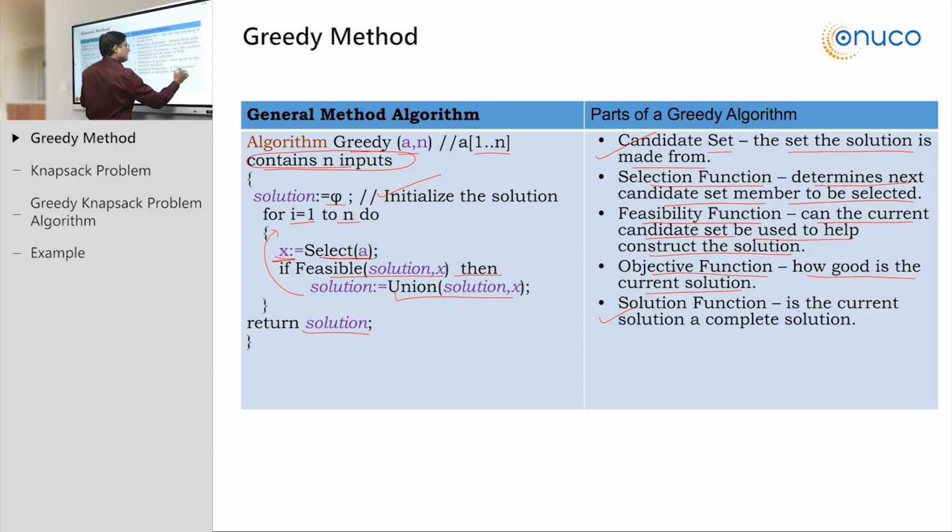The solution function tells whether the current solution is a complete solution. That is the solution function, which we get at the end. Based on the given problem scenario, we will be getting different optimal values. So this is all about the general method of the greedy technique.